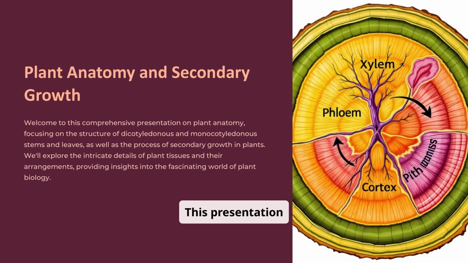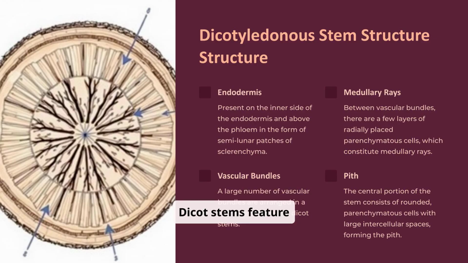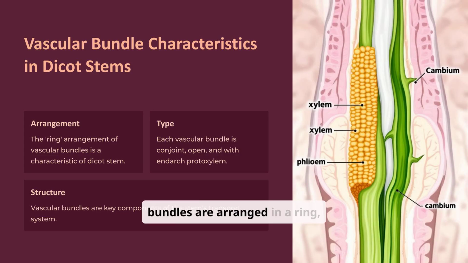This presentation explores plant anatomy, focusing on dicot and monocot structures and secondary growth. Gain insights into plant tissues and their fascinating growth processes. Dicot stems feature endodermis, vascular bundles in a ring arrangement, medullary rays, and a parenchymatous pith with spacious intercellular spaces. Dicot vascular bundles are arranged in a ring, conjoined, open, and have endarch protoxylem, aiding efficient transport.